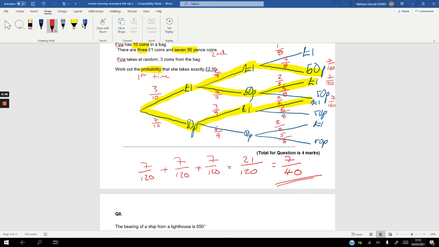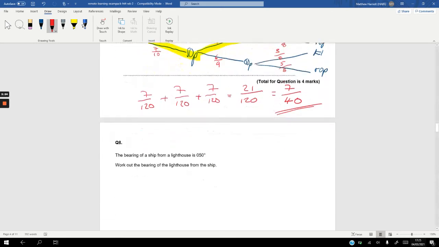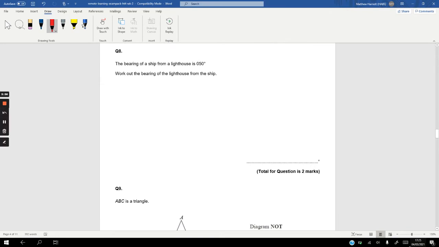Quite a complicated tree diagrams question, but hopefully you followed along now. Let's have a look at question 8. So this is now a bearings question, slightly different to the one you've done so far this week, and it's here as really as a challenge.